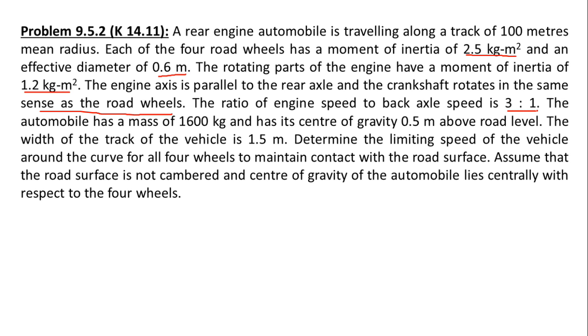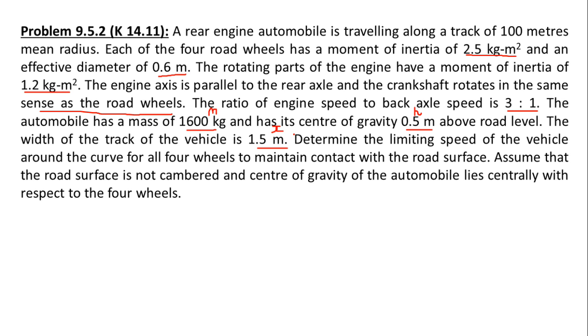The automobile has a mass of 1600 kg and has its center of gravity 0.5 meter above the road level. So this is your mass, this is your height of the center of gravity h above the road level. The width of the track of the vehicle is 1.5 meter. This is your x. Determine the limiting speed of the vehicle around the curve for all four wheels to maintain contact with the road surface. Assume that the road surface is not cambered and center of gravity of the automobile lies centrally with respect to the four wheels. Okay, so all data are given to you.